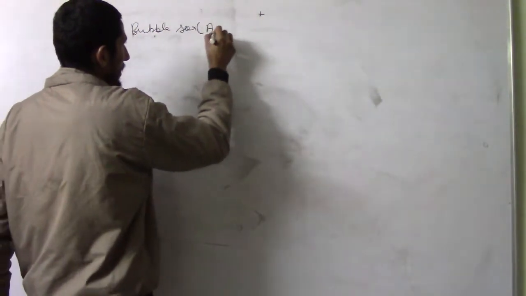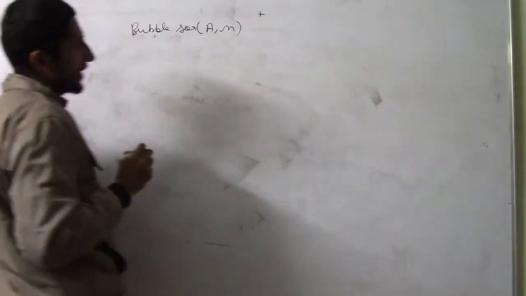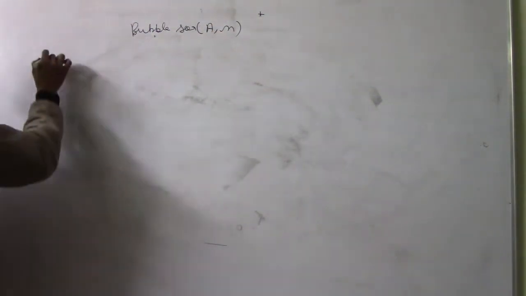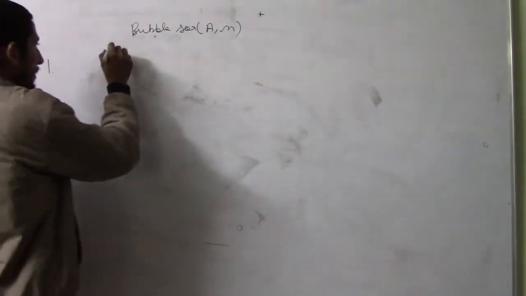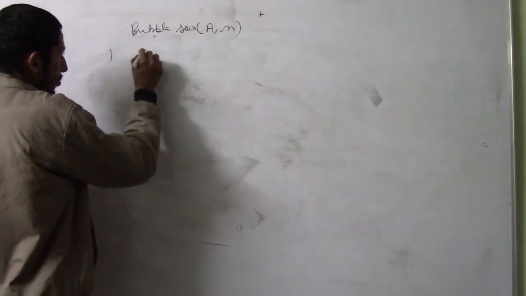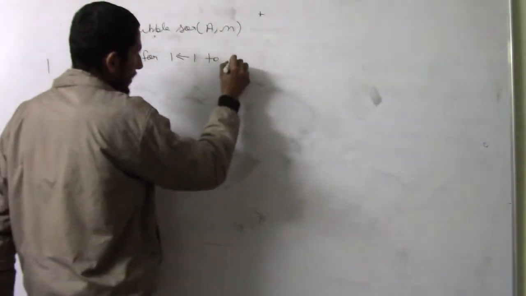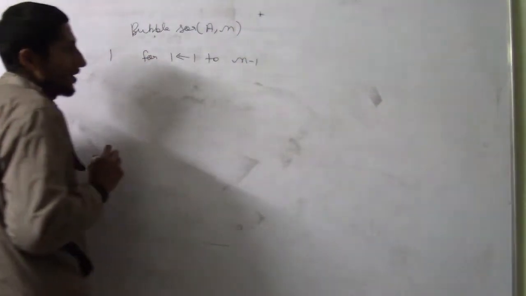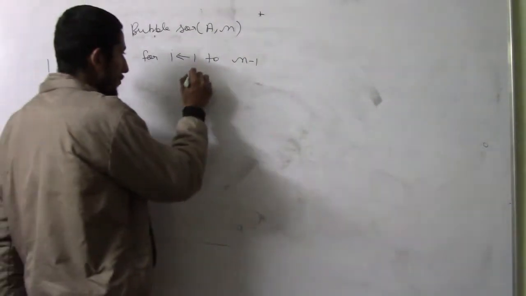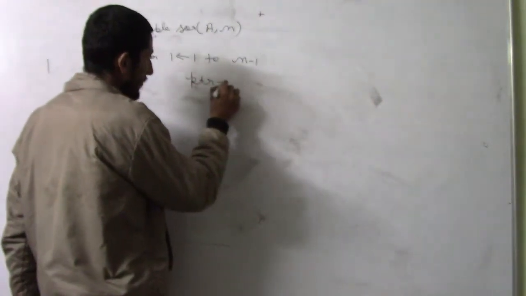A is an array having n number of elements. So I am writing the algorithm. Index will start from 1. Are you following this? Index will start from 1. So for I equals 1 to n minus 1. Why n minus 1? Because if I have n elements, how many passes are required? Just n minus 1 passes are required. Okay. And the value of ptr equals 0.